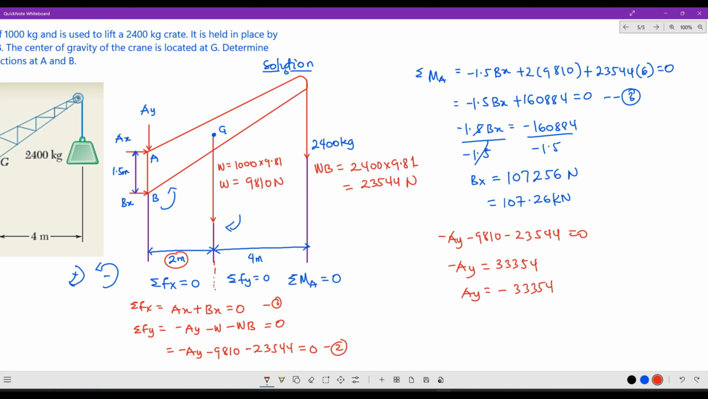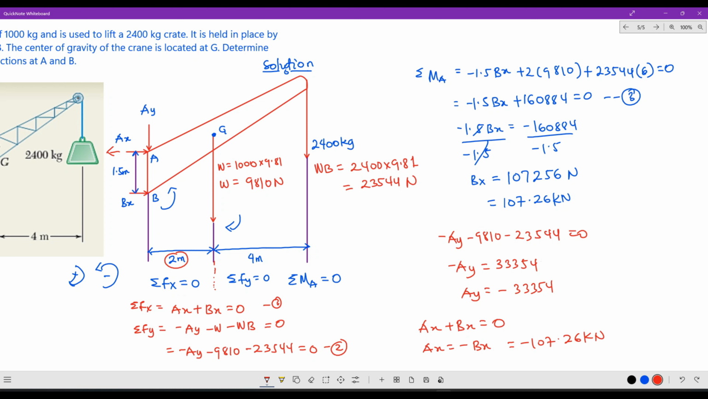So now let's look at AX also. We know that AX plus BX should be equal to 0, right? So we are going to say that AX equals minus BX, so that will be equal to minus 107.26 kilonewton. That will be the value of AX. So that means that AX is actually moving in the negative x axis direction, not the positive x axis direction. So that's what it means.